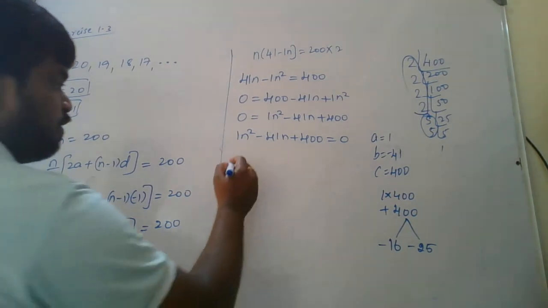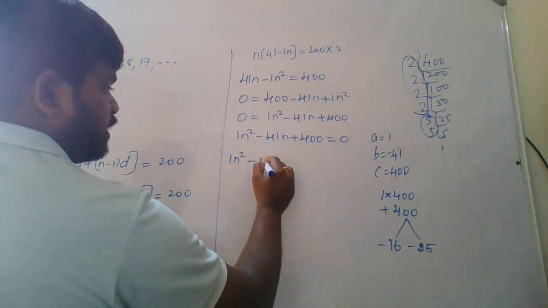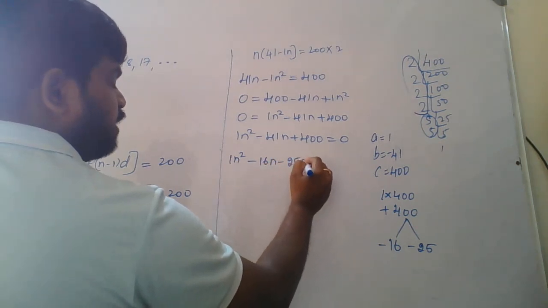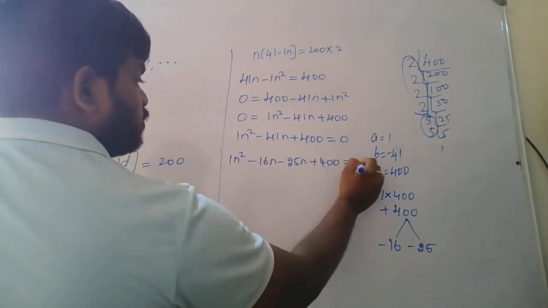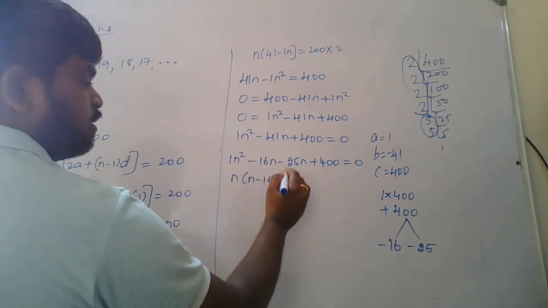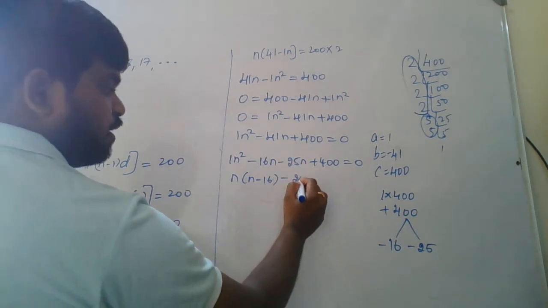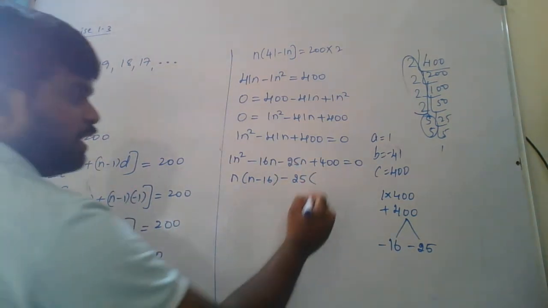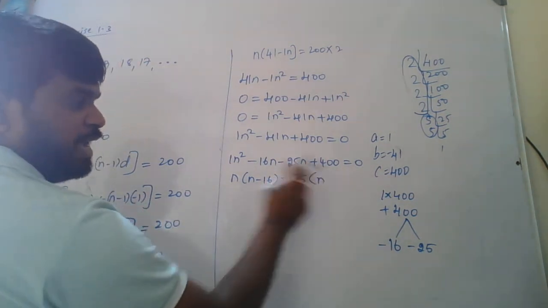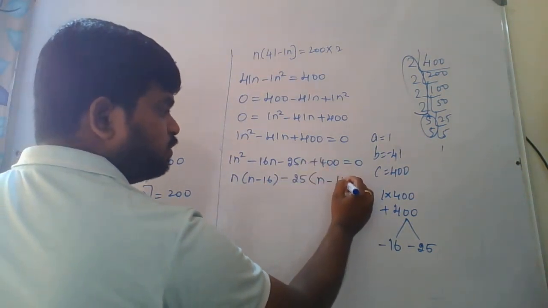Now the n square as it is, and instead of the middle term, let's introduce these two. Minus 16n minus 25n plus 400 equal to 0. Take common. What is common? n is common. So n minus 16. Here whatever sign is there, write it as it is. 25 will be common, n. This plus will change. Whenever minus is outside the bracket, this plus will change to minus.